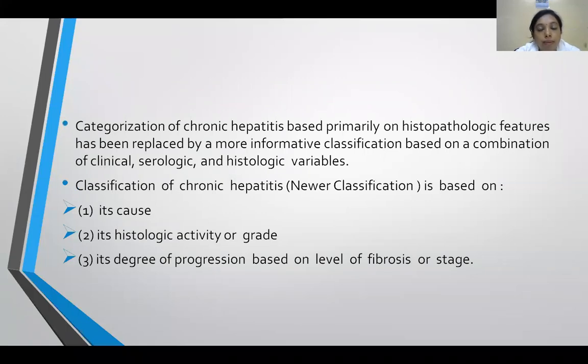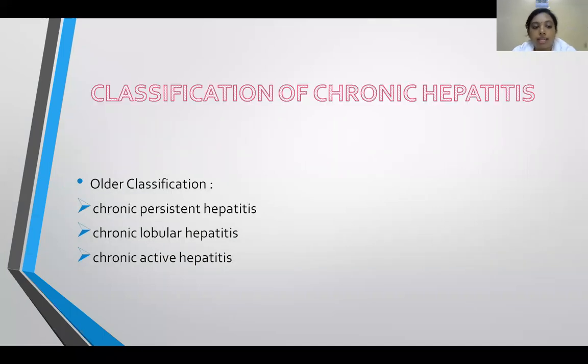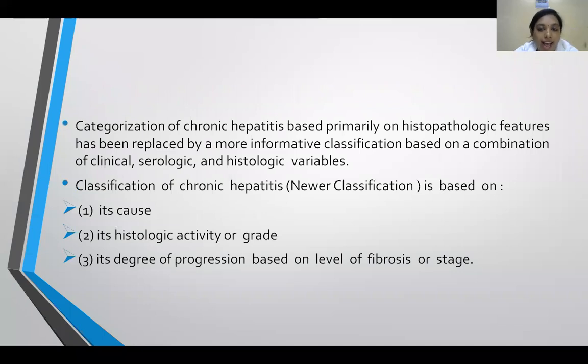categorization of chronic hepatitis based primarily on histopathologic features has been replaced by a more informative classification. Like this, persistent, lobular, and active was only based on histopathology, but it was not enough. Okay, so clinical, serological, as well as histological variables are also important. So the newer classification of chronic hepatitis is based on its cause, its histologic activity or grade, and its degree of progression based on the level of fibrosis, or the stage. Okay.